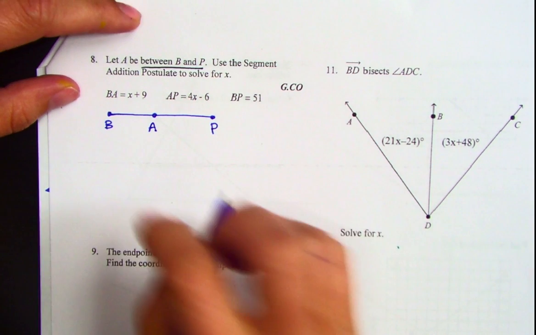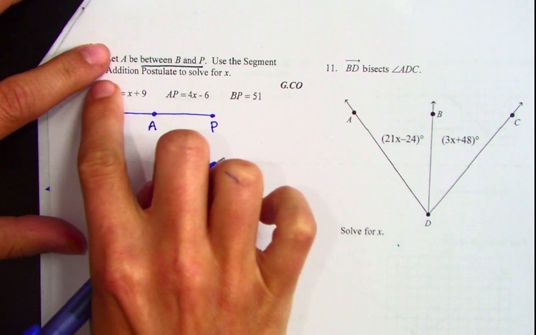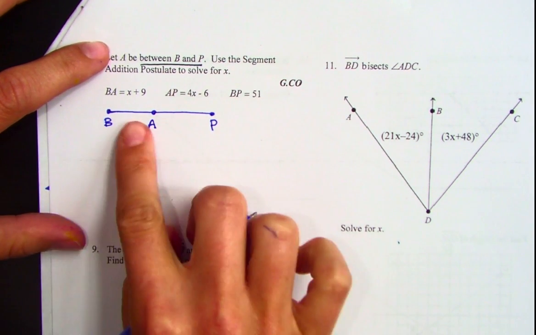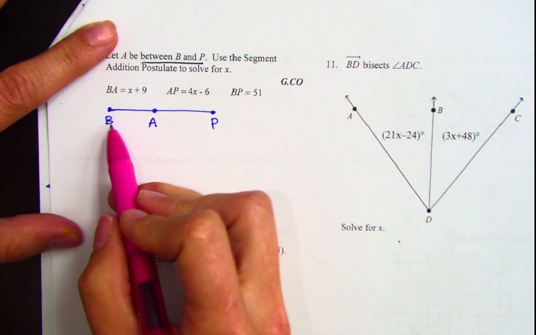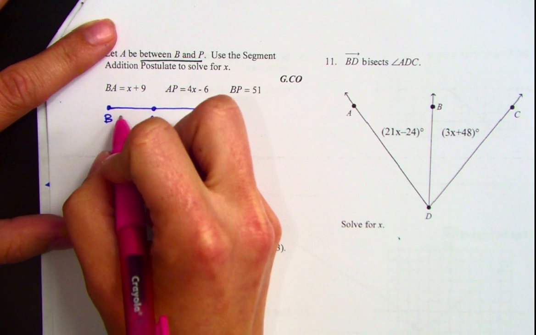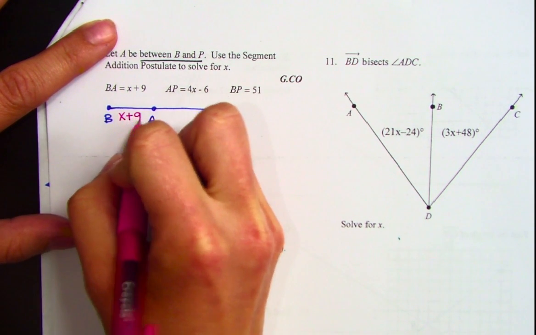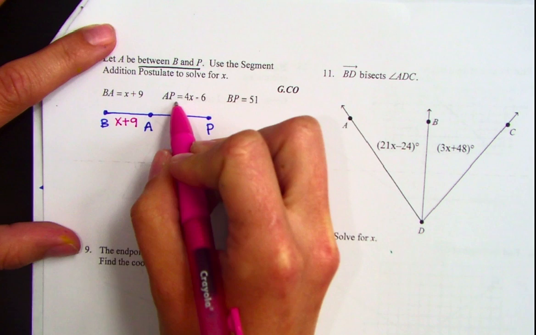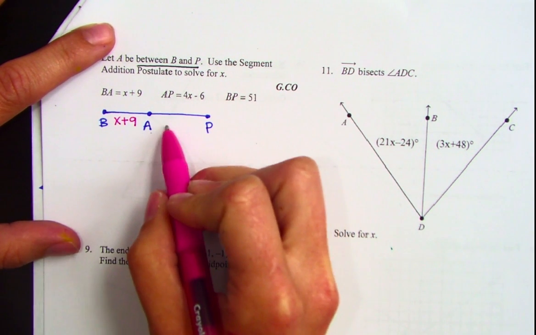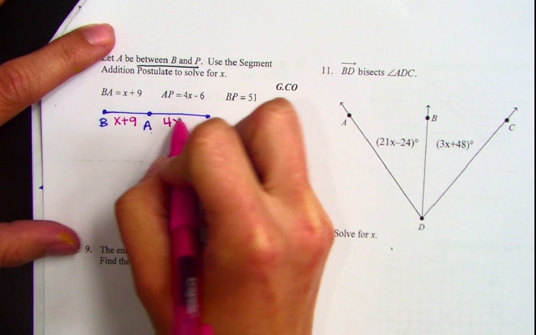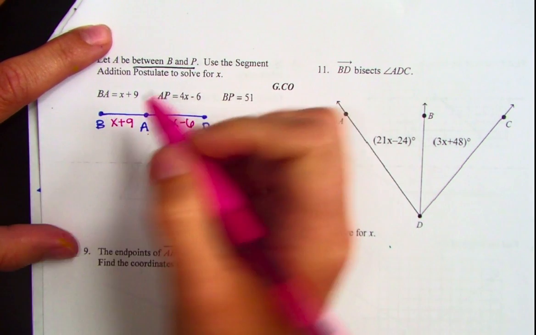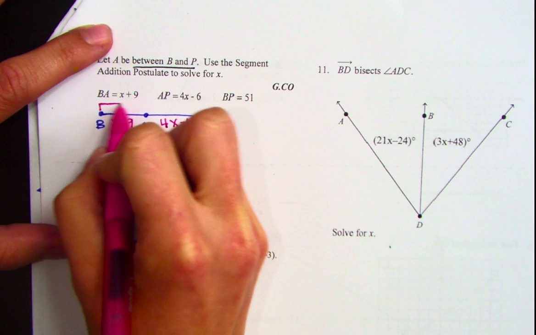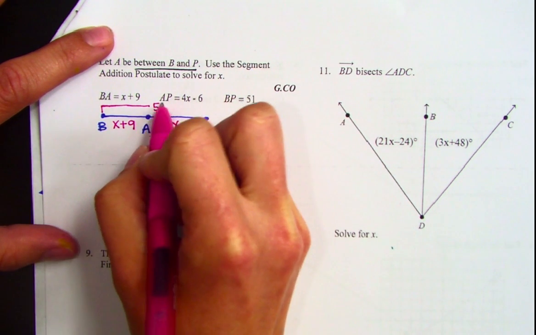A is going to be between B and P. So then I'm going to take this information and label my segments. BA, meaning this segment BA, is x plus 9. So I'm going to label that x plus 9. AP, which is this segment here, is 4x minus 6. And BP, meaning this entire segment, is going to be equal to 51.